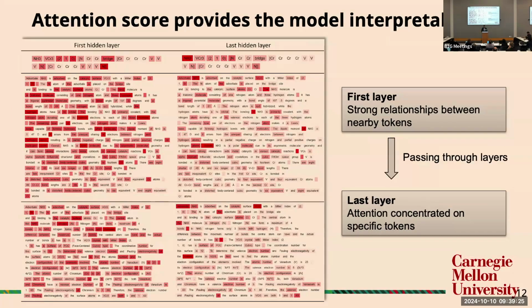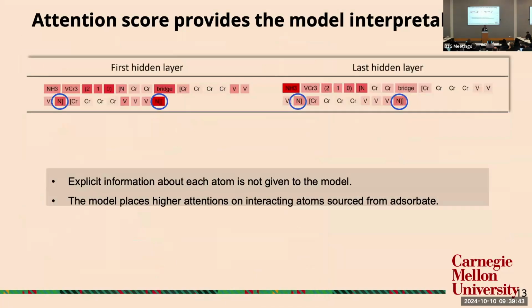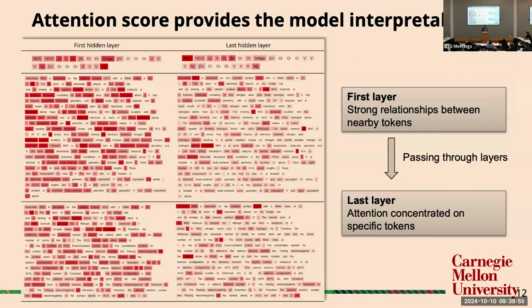Thanks to the transformers, they have attention scores, and there's an attention visualization package which you can use to look at different layers and see the attention scores and where the model is effectively attending. We saw that, for example, there are sometimes many more interacting atoms from the adsorbate sites that the model is attending to, and attention concentrates on specific tokens.